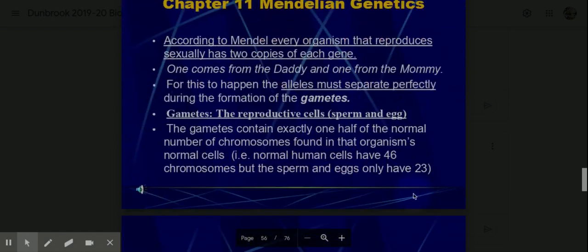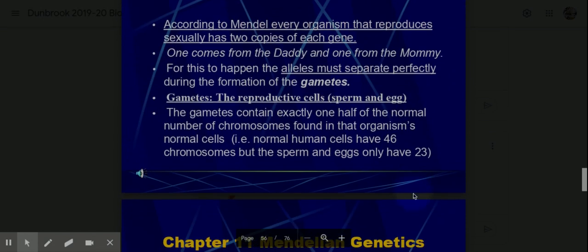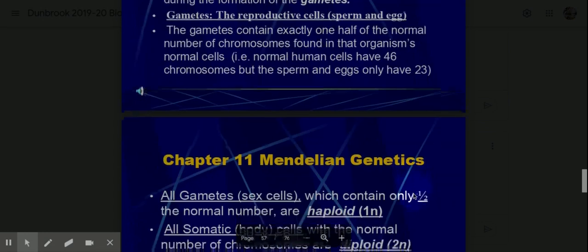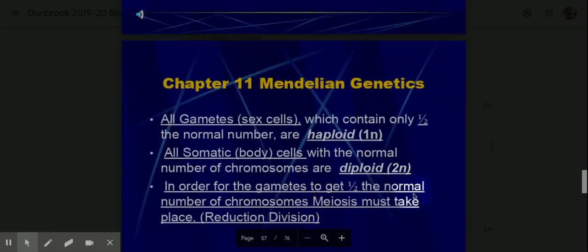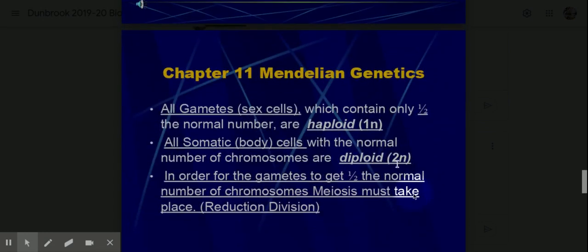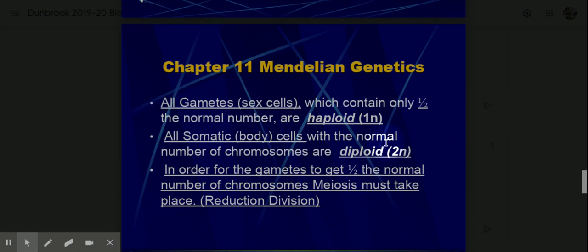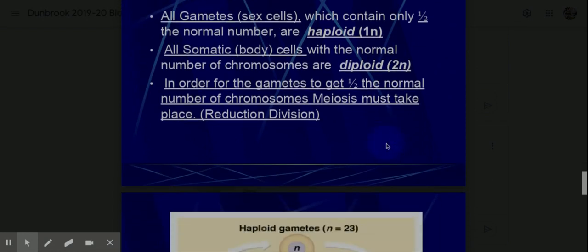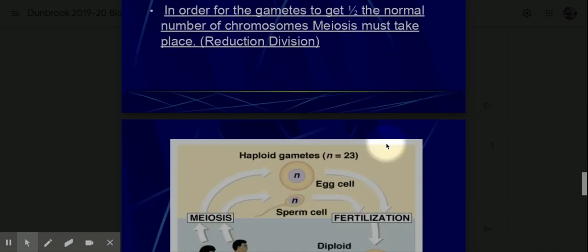This is all stuff we've already talked about. You can read that to yourself, but I'm not going to read it all. We've already discussed it very thoroughly. Same with this. Gametes are haploid. Body cells or somatic cells are diploid. And you know that gametes must have 50% and body cells must have 100%.